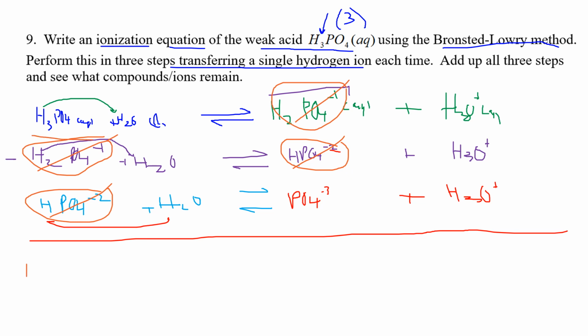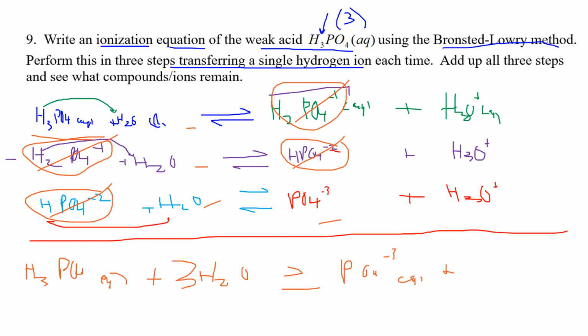So we have H3PO4 aqueous. We now have 3 waters here. Well, let's add them all together. 3H2O, double arrow. The only thing we have left here is PO4 -3, aqueous. And then we have 3 hydroniums here. So 3H3O plus.